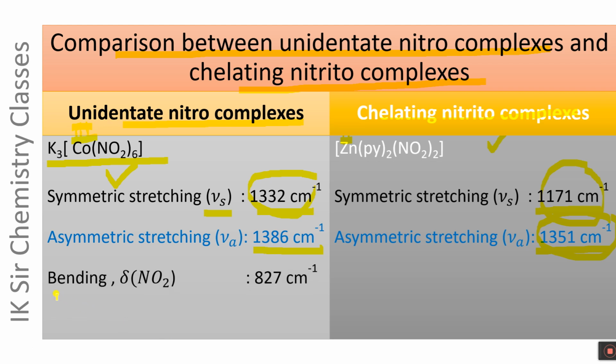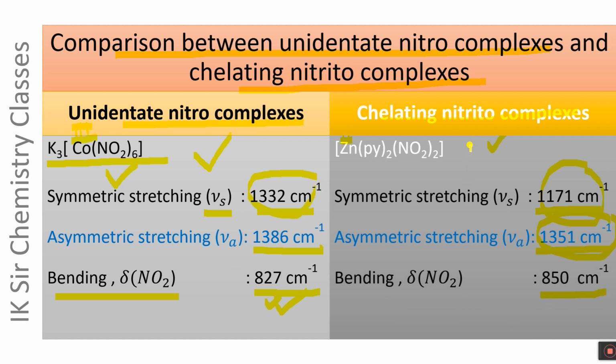The bending mode of vibration produces an absorption peak at 870 centimeter inverse in this nitro complex, while the position of this absorption band shifts to higher wave number region at 850 centimeter inverse in the chelating nitrito complexes. Thus, nitro complexes and chelating nitrito complexes can be distinguished on the basis of position of absorption bands in the IR spectra.